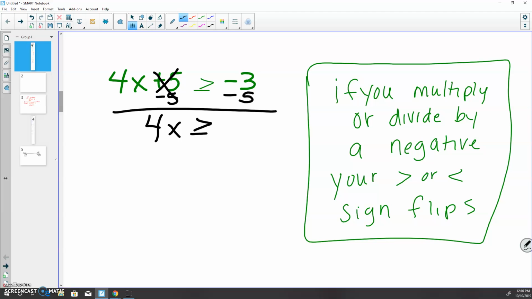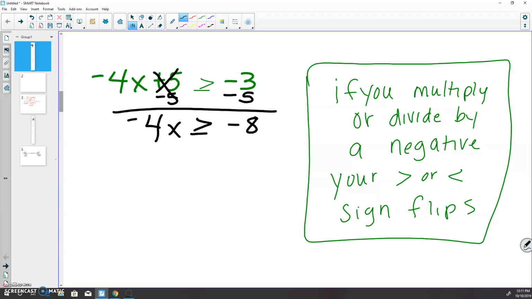Same sign add, different sign subtract. So what am I going to do with negative 3, negative 5? Add. Negative 3 and negative 5 give you... Okay. Oh, so this was actually a negative 4. So right there, go put a negative on that problem. So you're left with negative 4x.